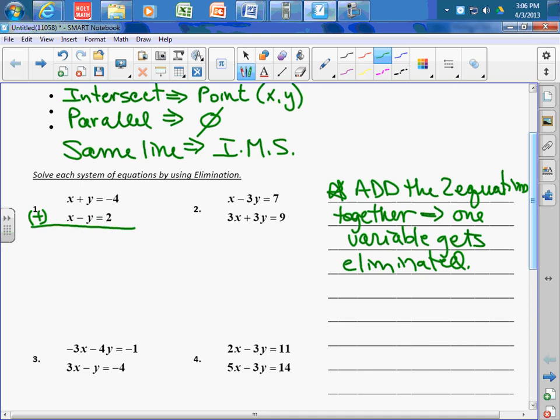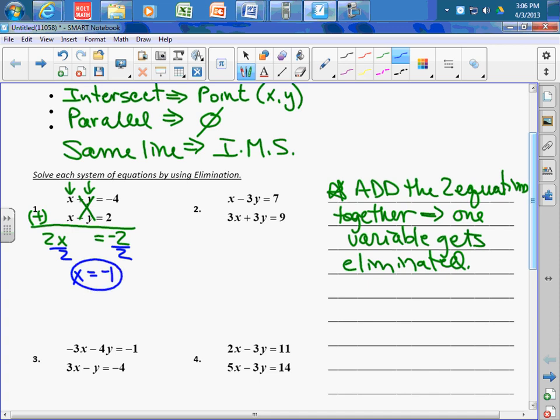When we add the two equations together, I'm going to be combining like terms. So x plus x, I get 2x. I add these like terms, y and negative y. Look what happens. They cancel out. They're eliminated. Let's add the negative 4 and the 2. What do you get? Negative 2. Here it's just a matter of dividing both sides by 2, and x is equal to negative 1.